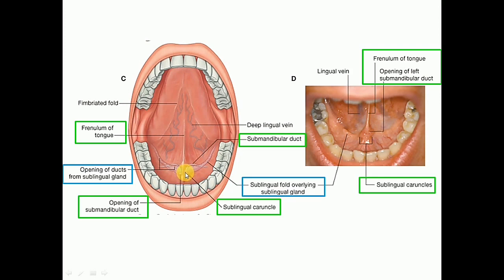So the submandibular salivary duct opens in the floor of mouth at the summit of the sublingual papilla or caruncle, here at the base of the frenulum of the tongue. Whereas the sublingual ducts, there are numerous sublingual ducts which open directly in the floor of mouth along the sublingual fold.